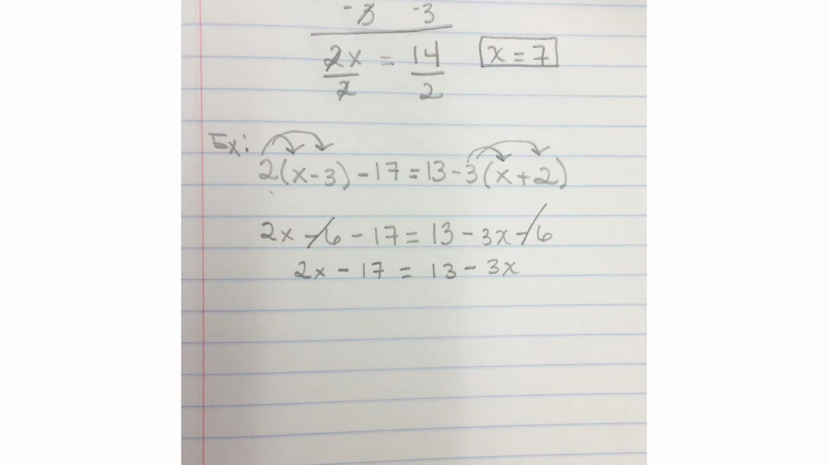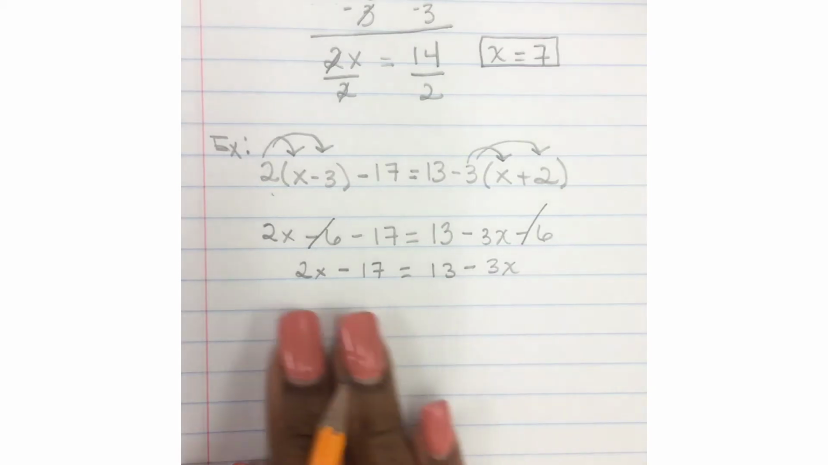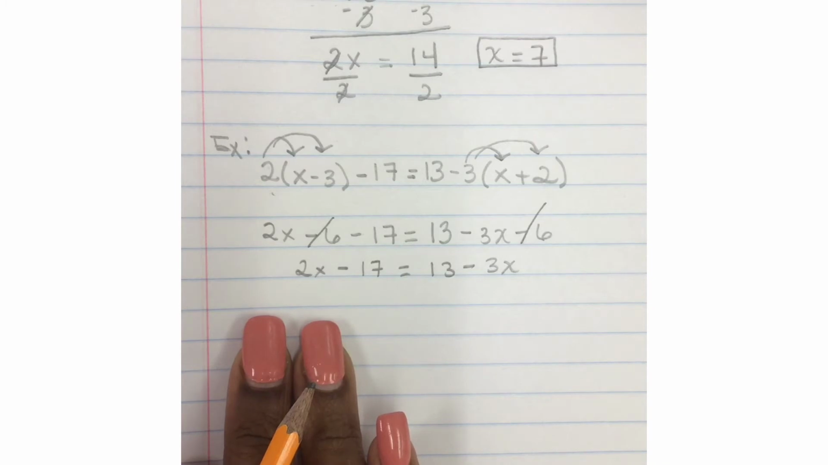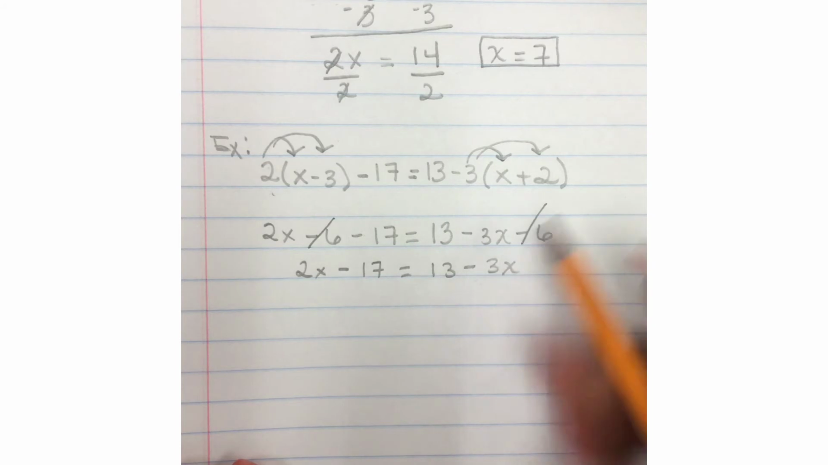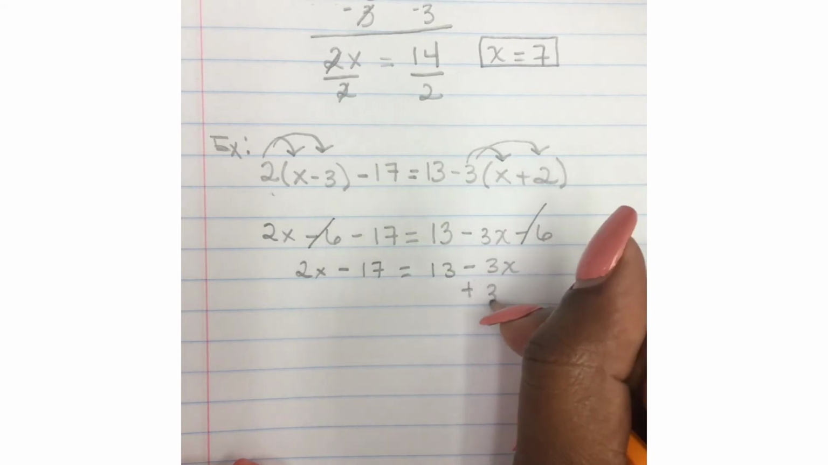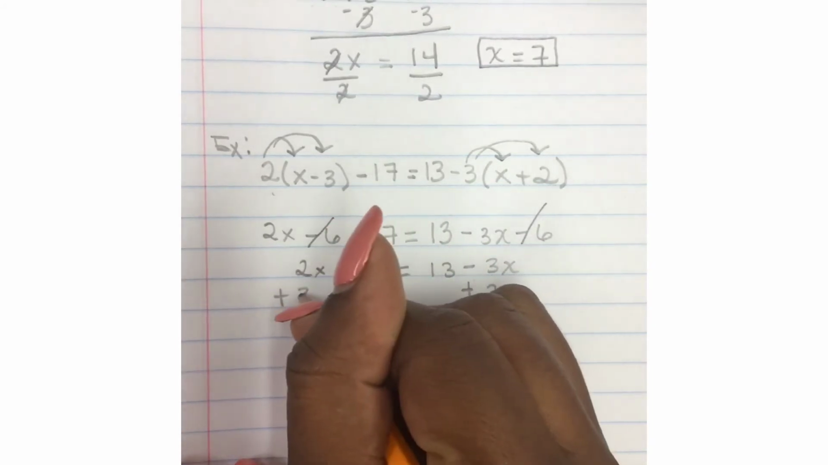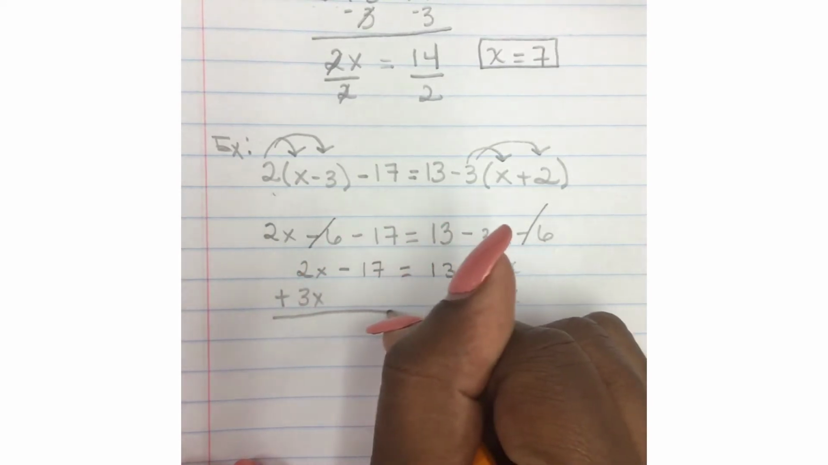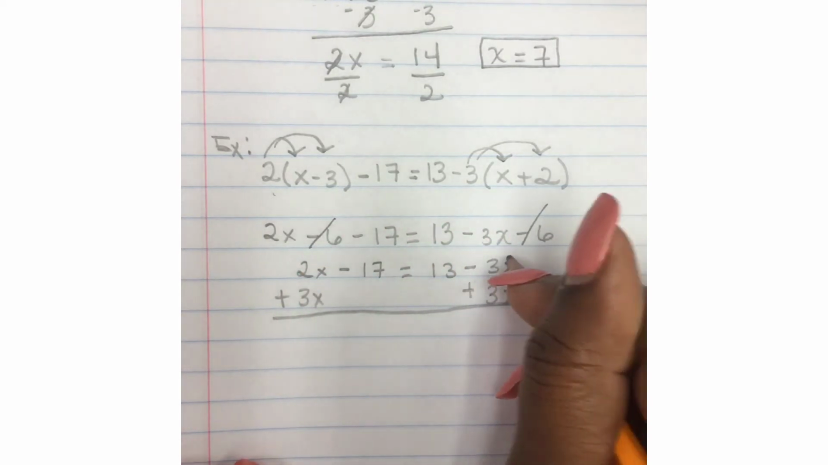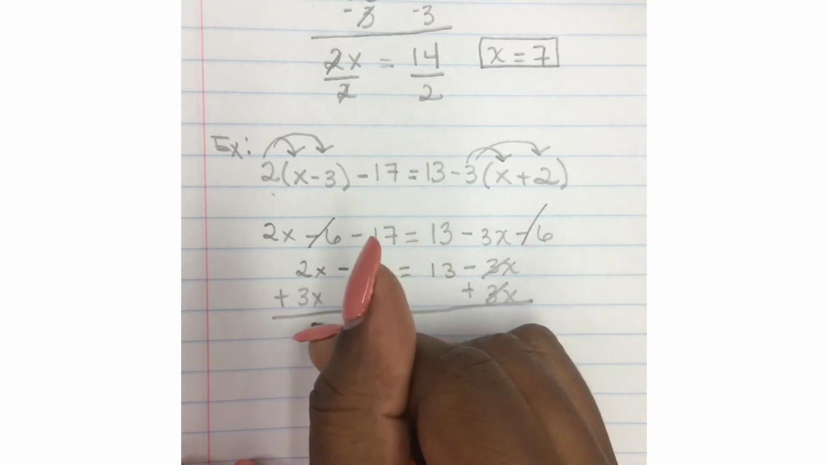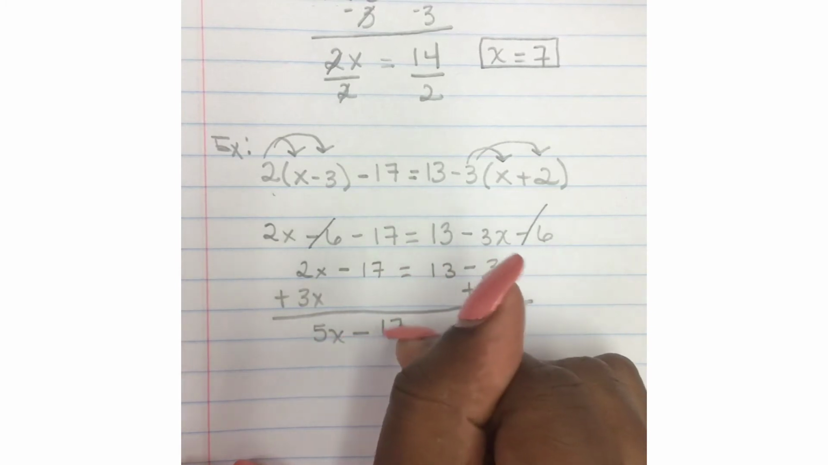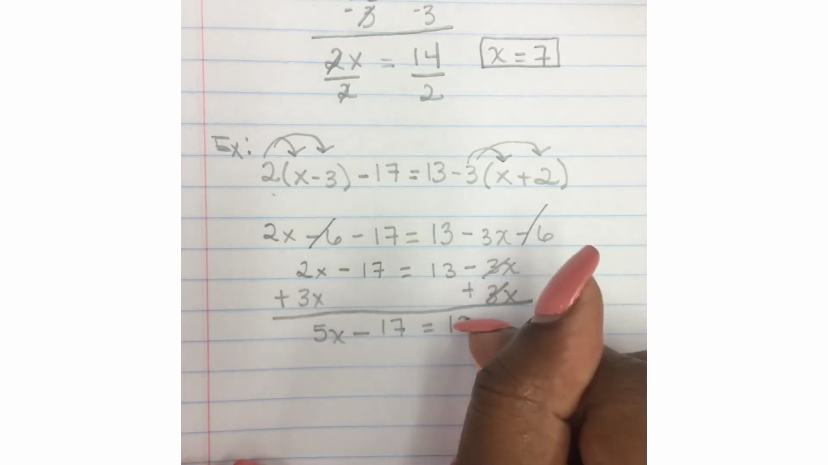Now, we need the variables to come to one side of the equation and our constants to be on the other side of the equation. So let's make our variables appear on the left side. And so we're going to move this minus 3x. And to move a minus 3x, we have to add 3x. And my 3x's cancel out. And 2x plus 3x is 5x minus 17 equals 13.